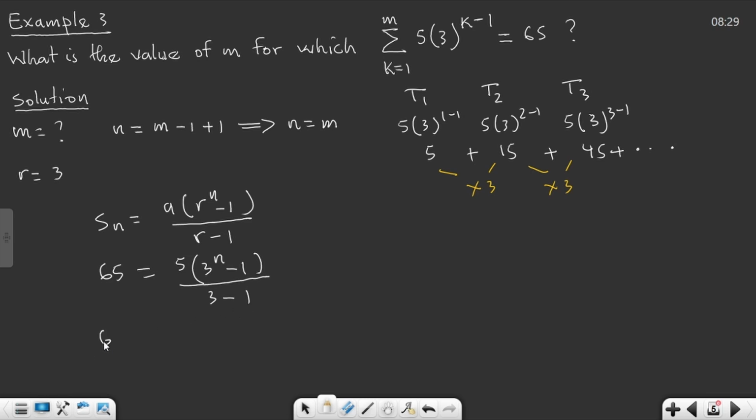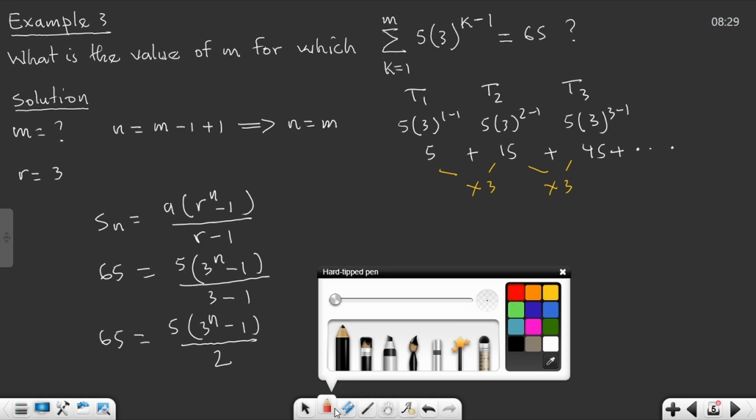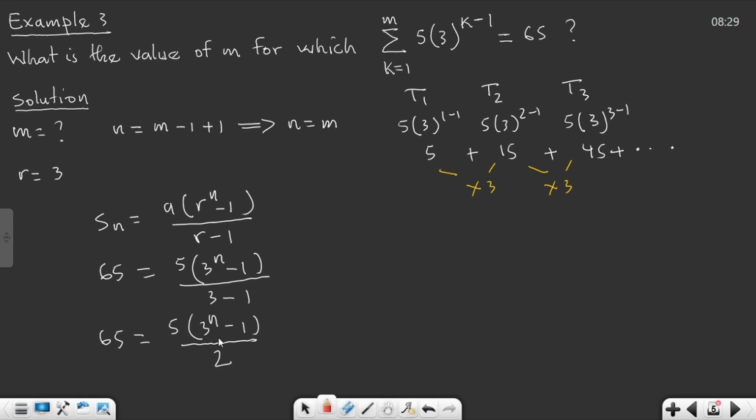And this will be 65 is equal to 5 times 3 to the power of n minus 1, over 2. 3 minus 1 is 2. So we need to get rid of what? Of this fraction, 5 over 2. What we can do is multiply by 2 over 5 on both sides. Can you see that? And this 2 and 2 will cancel. This 5 and 5 will cancel.